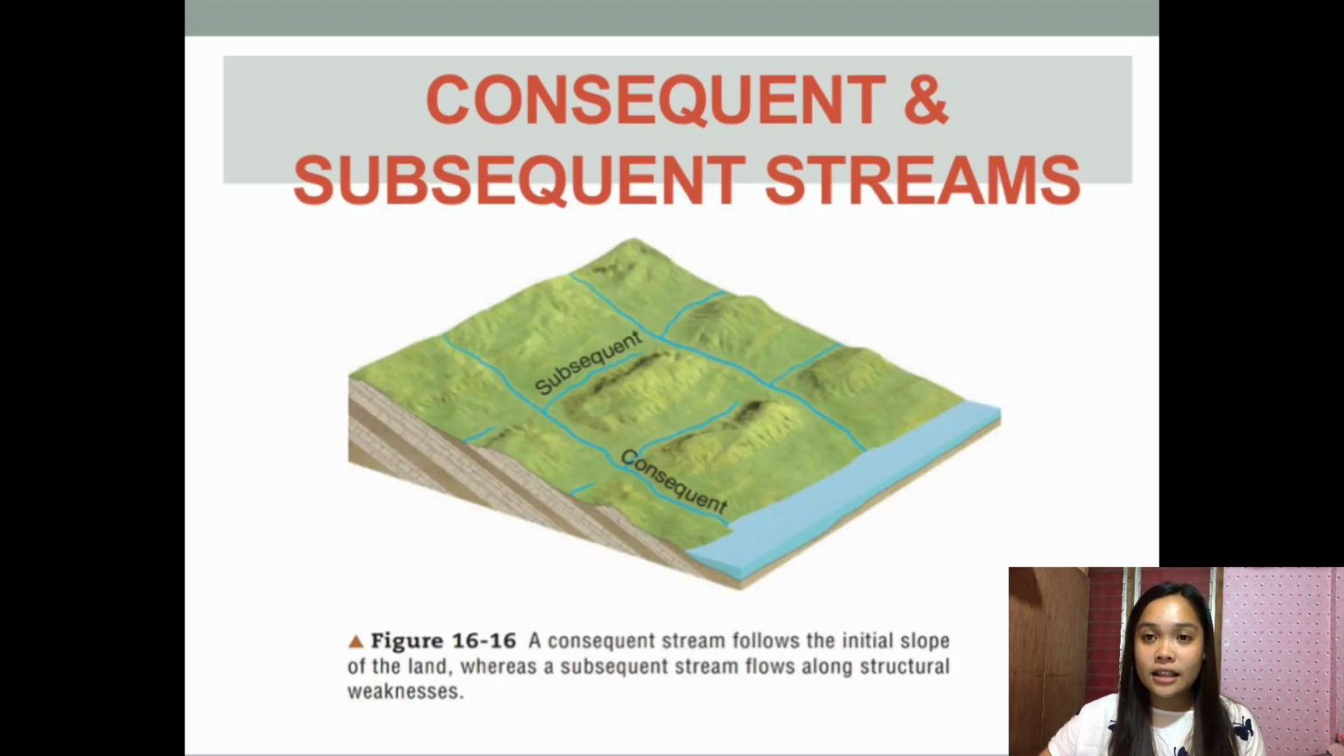Subsequent streams develop along zones of structural weakness. As you can see in the picture above, a consequent stream follows the initial slope of the land, whereas a subsequent stream flows along the structural weaknesses.